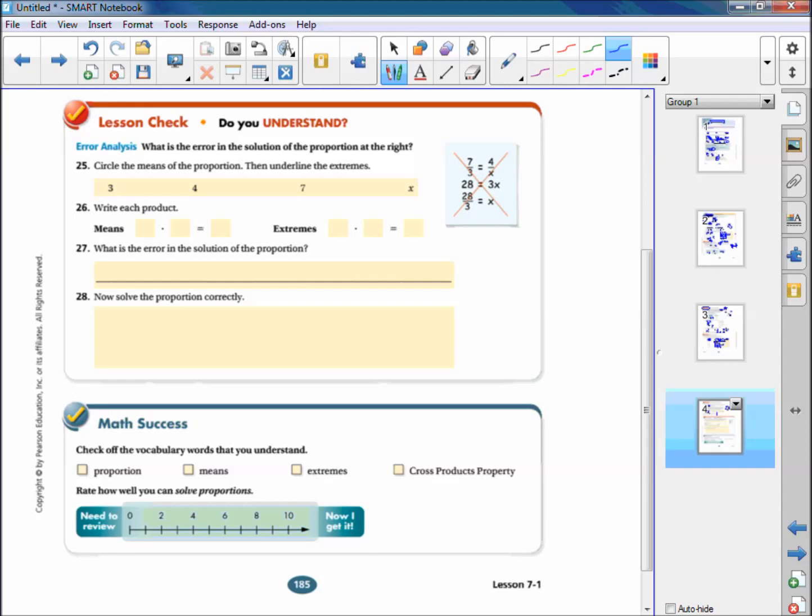The means should have been 3 times 4. And the extreme should have been 7 times x. Okay? Write what each product is. The mean should have been 3 times 4, which is 12, and the extreme should have been 7 times x, which is 7x. What is the error in the solution of the proportion here? So the cross products were not done correctly.